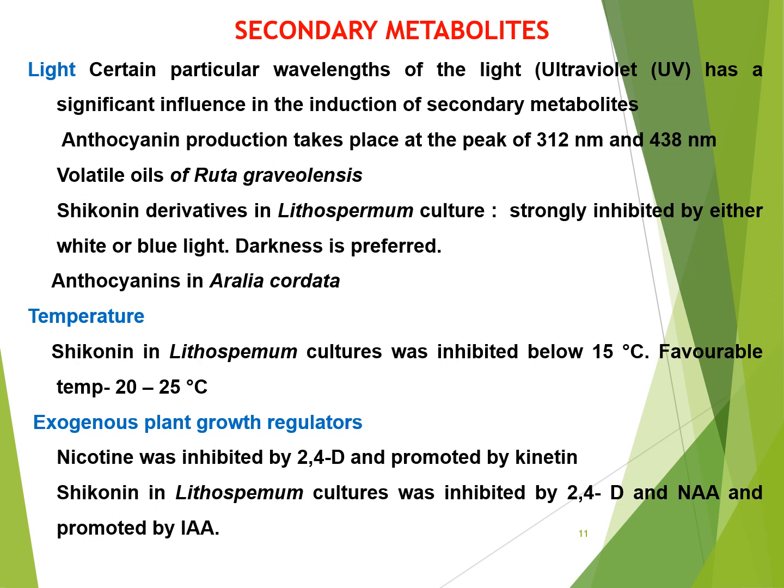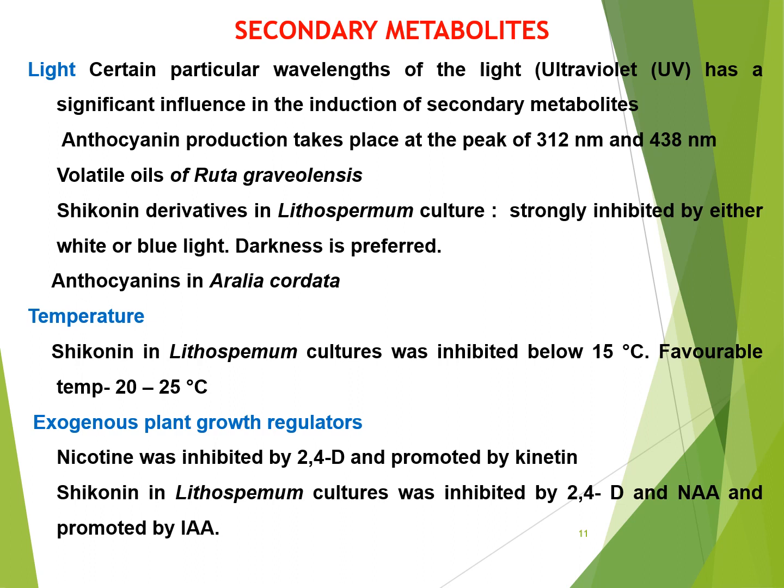Certain physical factors like light and temperature influence the production of secondary metabolites. Lights of certain wavelengths have been found to enhance the production of secondary metabolites. Example, in case of anthocyanin production, wavelengths of 312 nanometer and 438 nanometer have been found to be effective. In case of shikonin production, darkness is preferred. Certain temperatures are also found to be favorable, like 20 to 25 degrees centigrade for shikonin production in Lithospermum cultures.